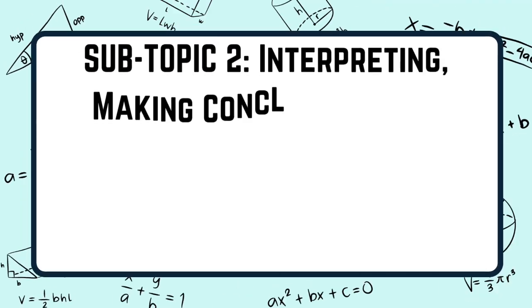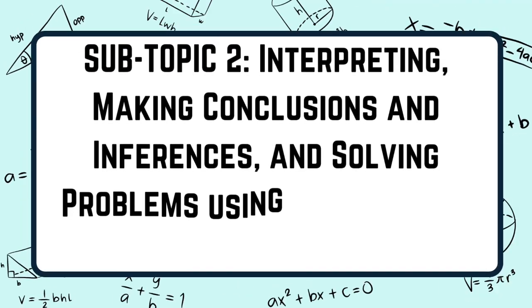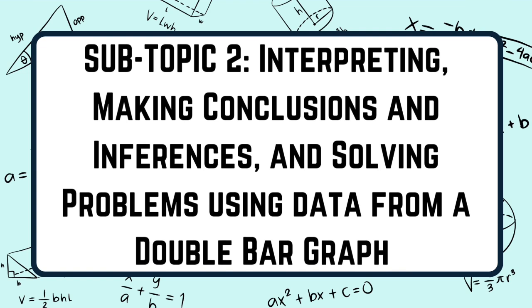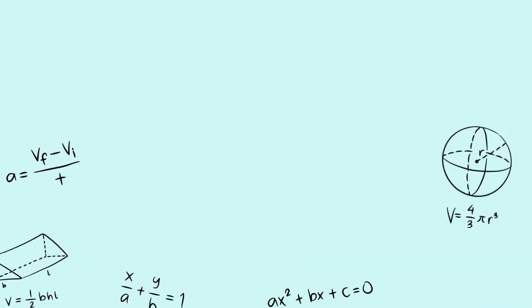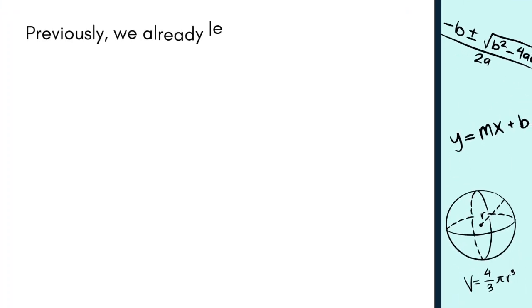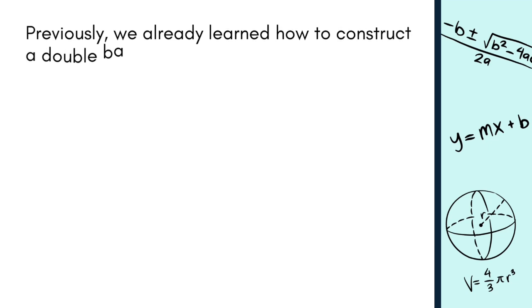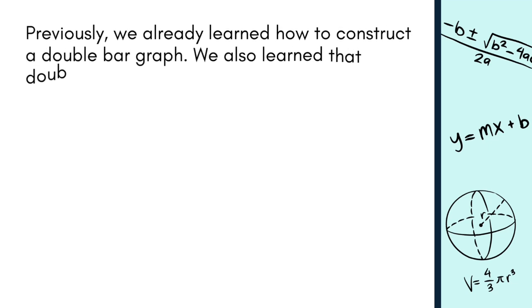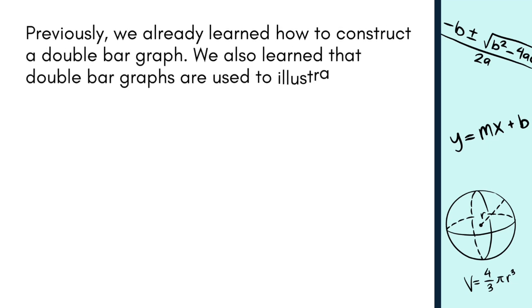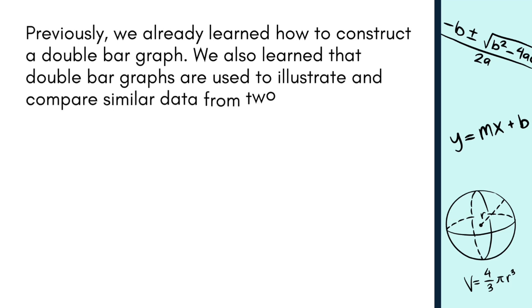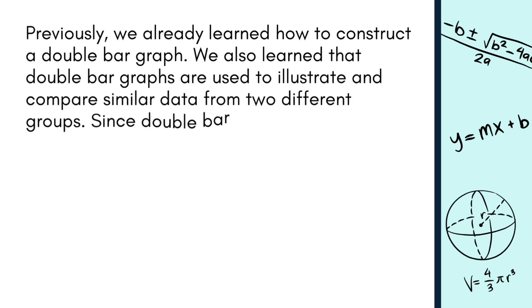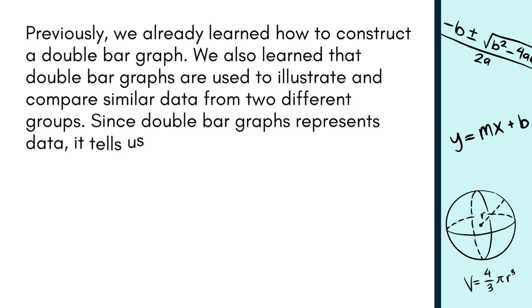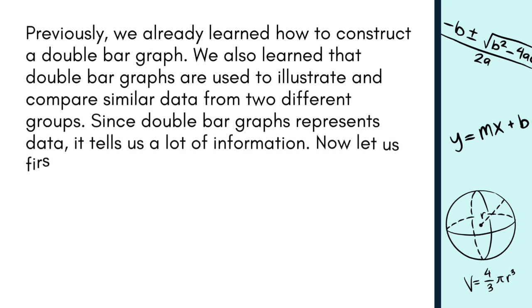Okay, so for day 3, we have our subtopic 2, which is interpreting, making conclusions and inferences, and solving problems using data from double bar graph. So previously, we already learned how to construct a double bar graph. We also learned that double bar graphs are used to illustrate and compare similar data from two different groups. Since double bar graphs represent data, they tell us a lot of information.